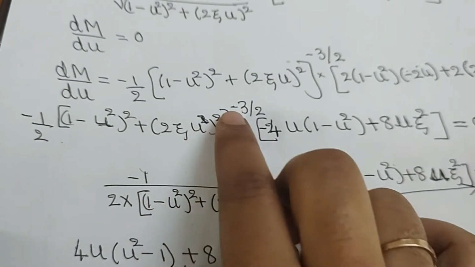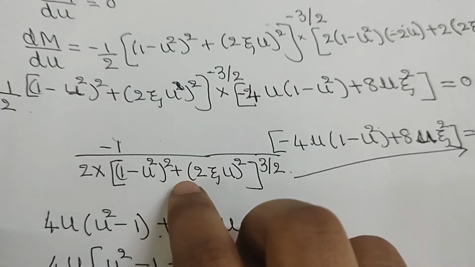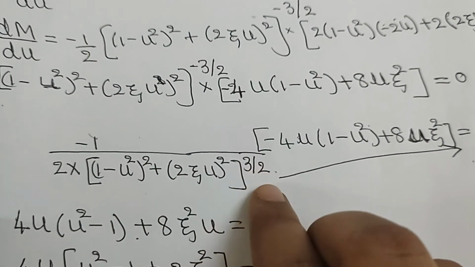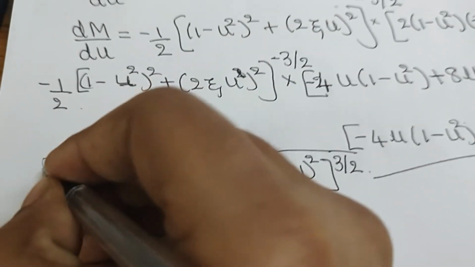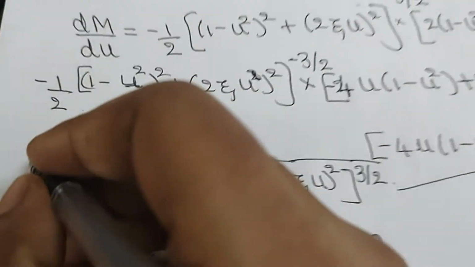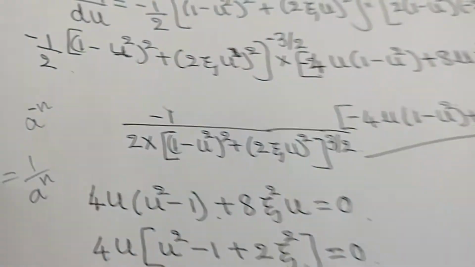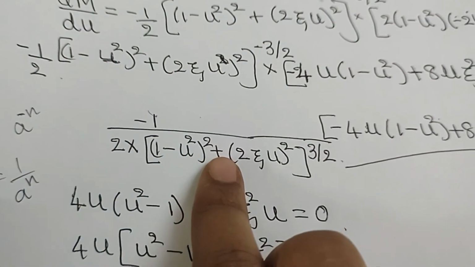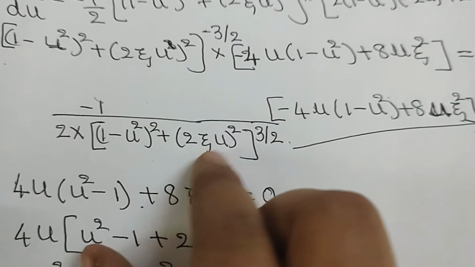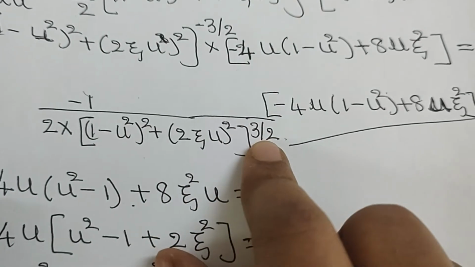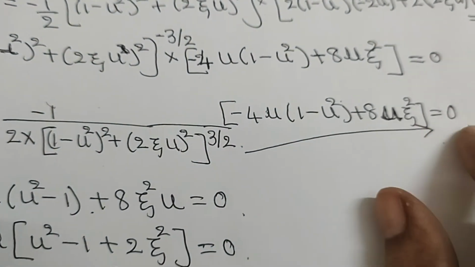This minus 3 by 2 power is in the numerator and can be written in the denominator as 3 by 2. If it is a to the power of minus n, we can write this as 1 divided by a to the power of n. The same thing we have applied here. So next, minus 1 divided by 2 into [(1 minus u square) whole square plus (2 zeta u) whole square] all to the power of 3 by 2. The same equation as it is, we have written equals 0.